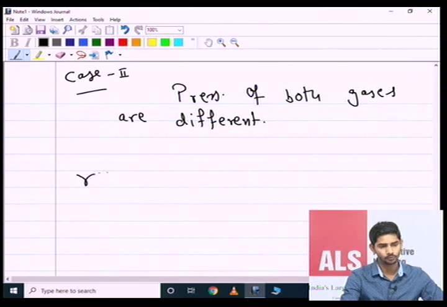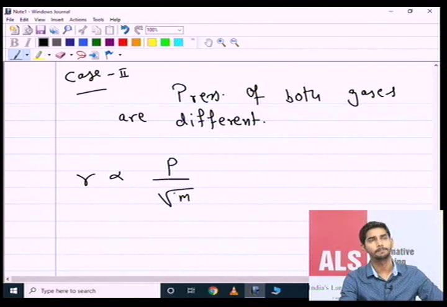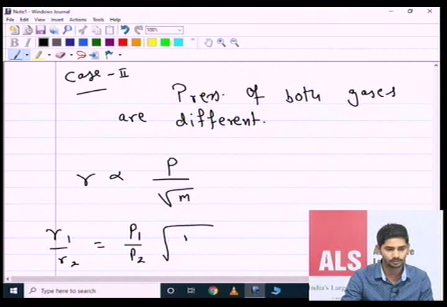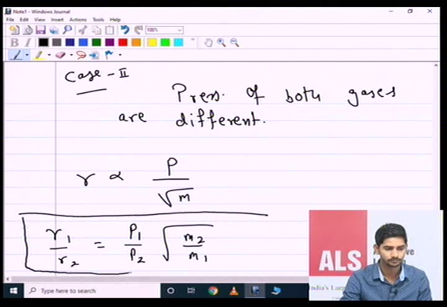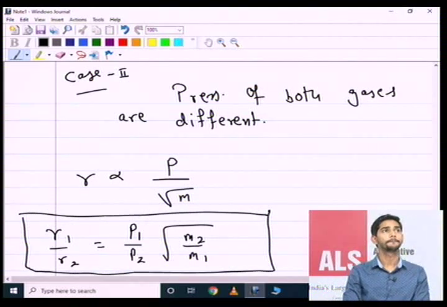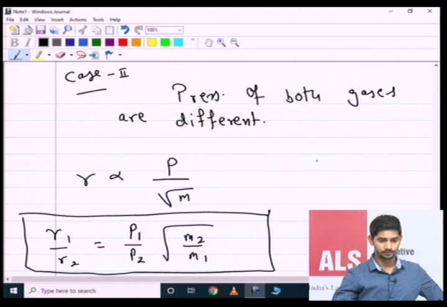Previously I was discussing this one. Now in place of 1, I'll put P, because pressure is not constant, pressure is variable. So if I try to find the ratios, I'll get P1 upon P2 under the root M2 upon M1. This is the new formula. Just use the pressure. Simple. Copy. Remember, temperature and area are constant.